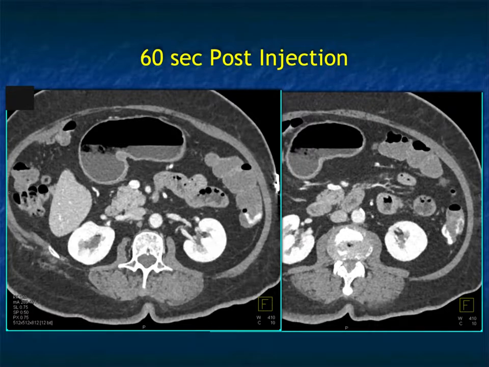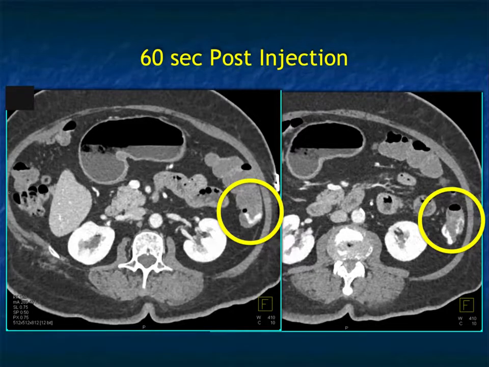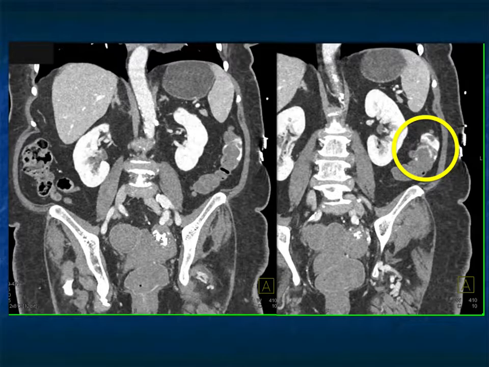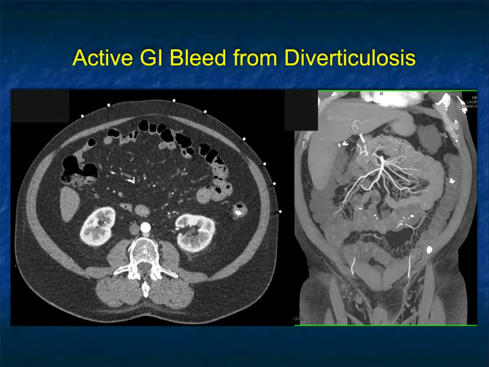And as you go to 60 seconds post-injection, you can see the bleed is even more extensive. There's a jet phenomenon present. And so in this scenario, it's an obvious case of diverticular disease with GI bleeding, and this patient went for angio and did fine. But again, coronal view showing you the bleed is much more obvious on the venous phase, which gives you great comfort that you will find something at angiography.